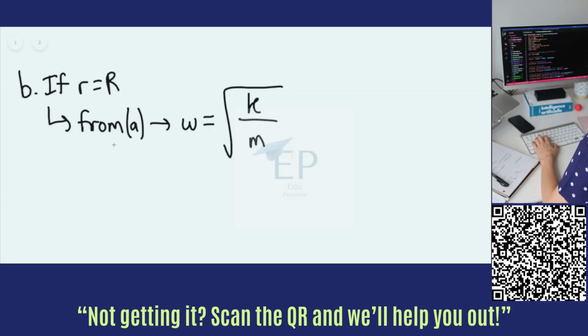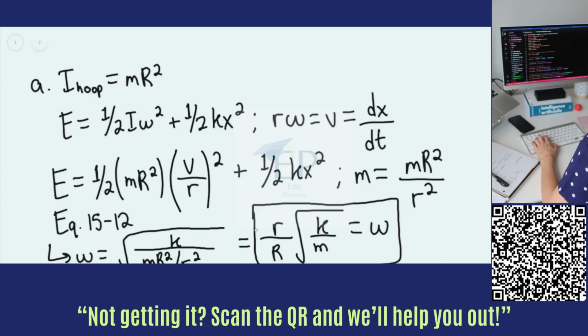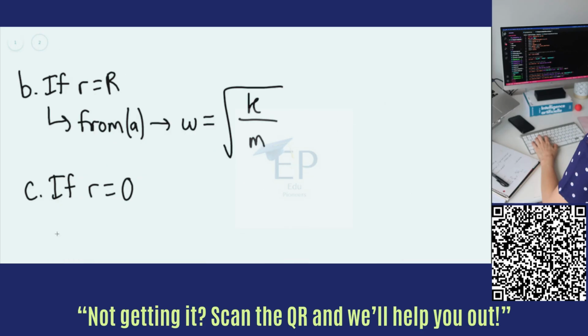And here, for part C, if r is equaling 0, well then the entire term becomes 0. We can then say that the angular velocity then becomes 0. That is the end of the solution.